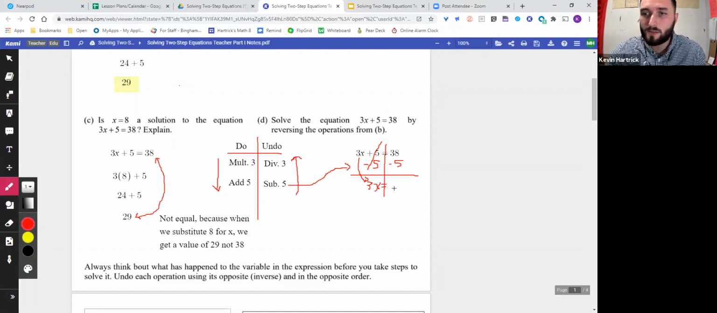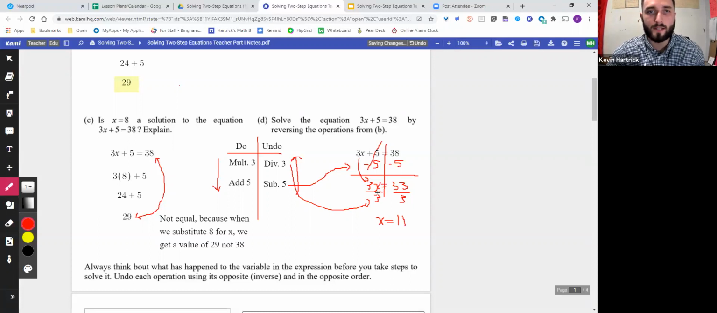Remember, we always need our equal sign on the line. This line is just showing you where the equal signs go, but you have to put your equal sign. 38 minus 5 gives you 33. I've done my first step. My second step, we said, was divide by 3. Since I did it to one side, I have to do it to the other. Got my equal sign, and my answer is 11.